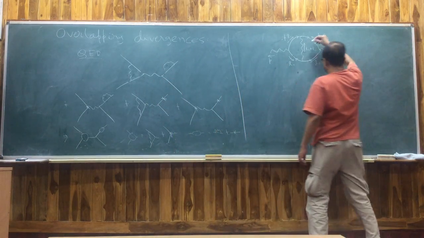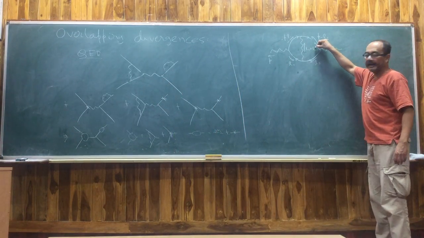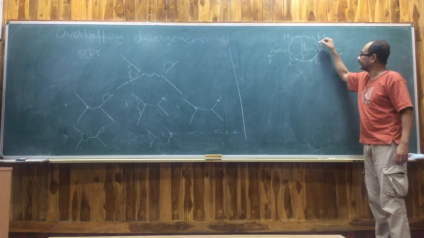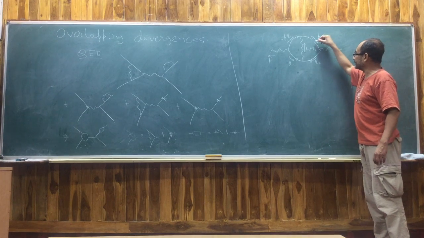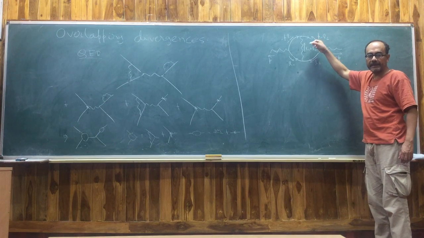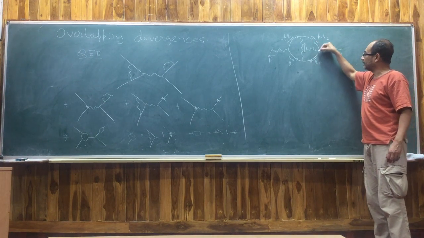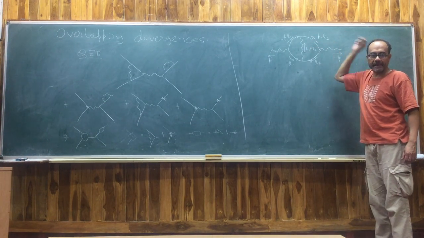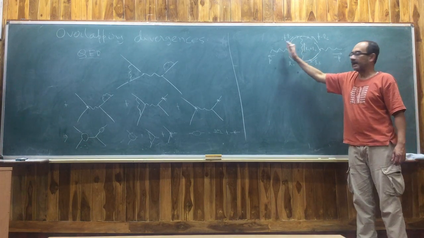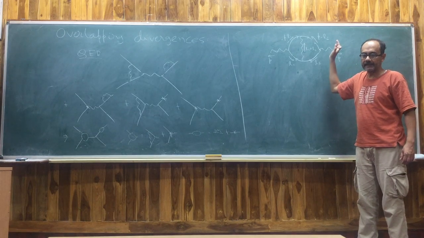Similarly, this one is divergent when L2 becomes large. Right? If L2 becomes large, then again this is 1 over L2, 1 over L2, 1 over L1 plus L2 whole square. In the large L2 limit, that's also 1 over L2 square. So d4 L2 over L2 to the 4, that's becoming large. So this part of the diagram is divergent, this part of the diagram is divergent.